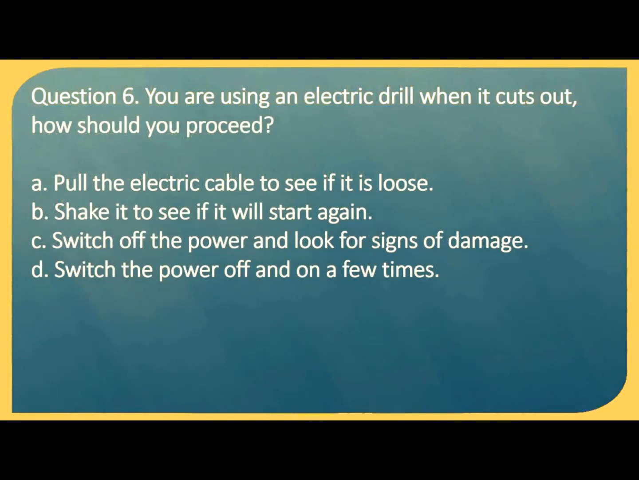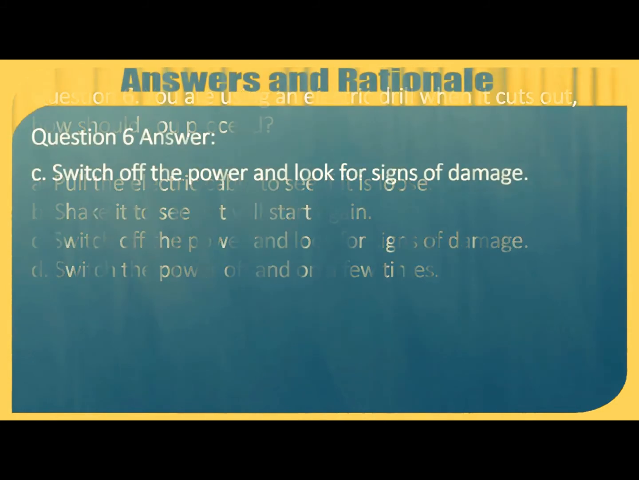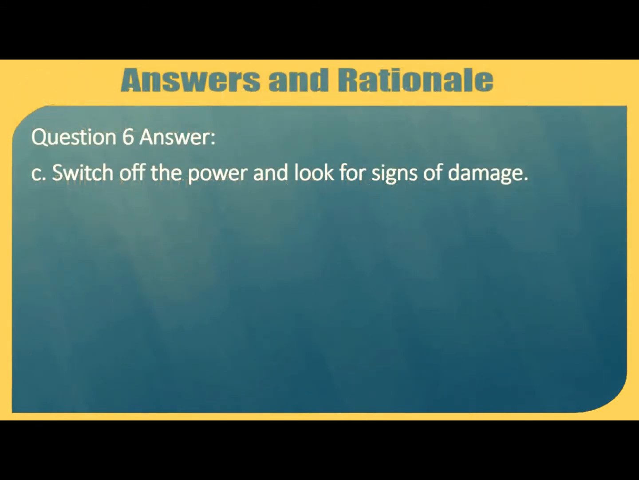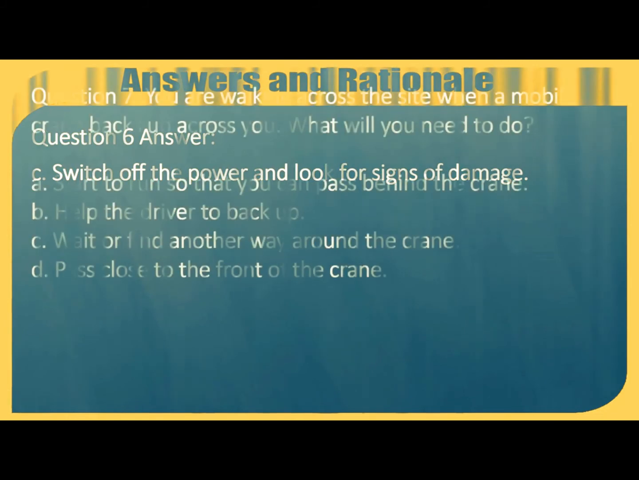Question 6. You are using an electric drill when it cuts out, how should you proceed? A. Pull the electric cable to see if it is loose. B. Shake it to see if it will start again. C. Switch off the power and look for signs of damage. D. Switch the power off and on a few times. Question 6. Answer: C. Switch off the power and look for signs of damage.